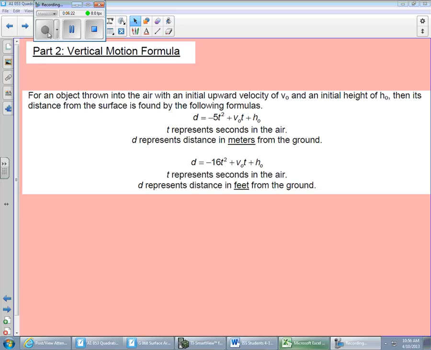This is a meter stick. There's no direct translation, but the rough translation is that there are approximately 39.4 inches in a meter. So a meter is about 3.5 inches longer than a yard, just so you know. And that's the reason for the difference in these coefficients.